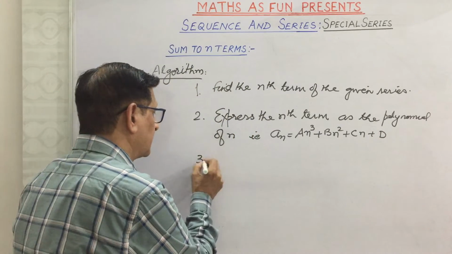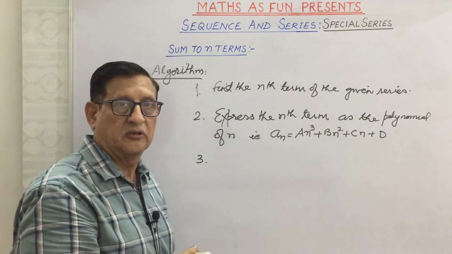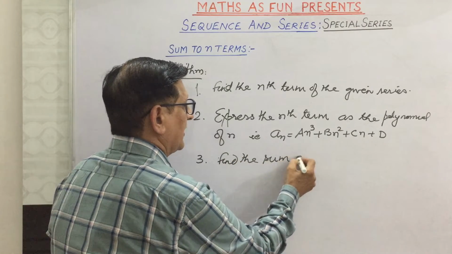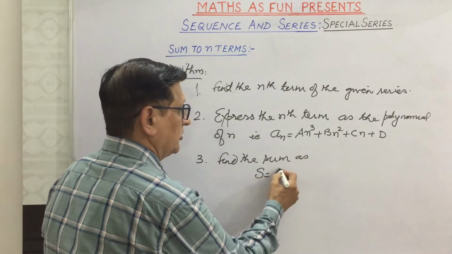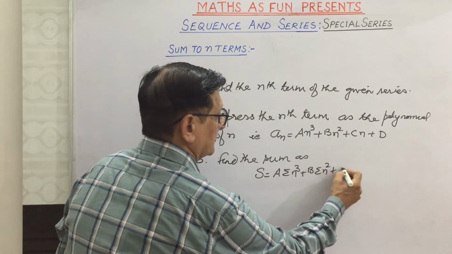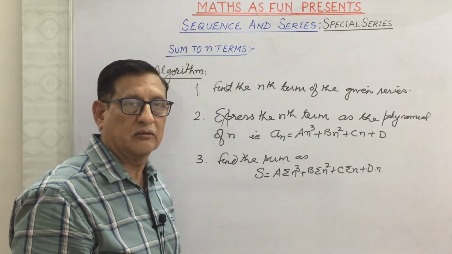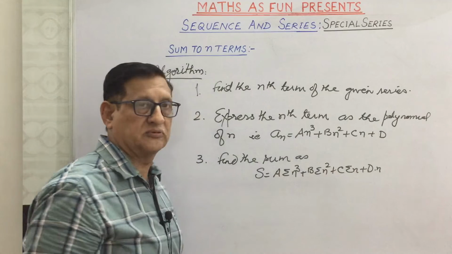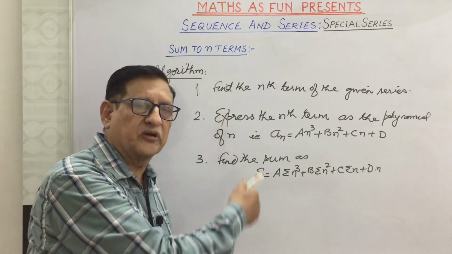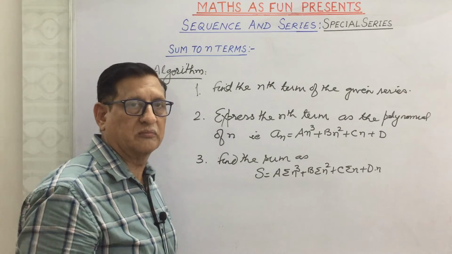And the third step is to find the sum. We will use sigma here. So we can write, find the sum as S is equal to a into sigma n cube, b into sigma n square, c into sigma n plus d into n. Because when we are adding the constant n times, that will be that constant into n. Like this we can find out the sum of any of the series which is given based on natural numbers.